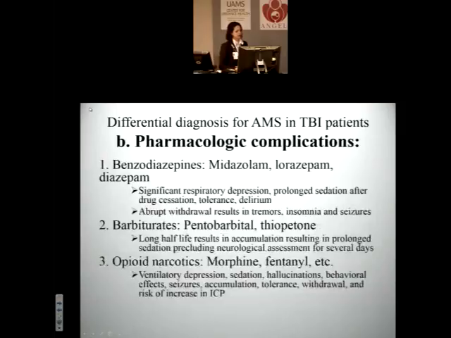I'll move on from intracranial complications to one of the more common causes of altered mental status in this population. I'll start with benzodiazepines, very, very commonly used in our TBI population, especially acutely in the ICU and chronically for anxiety, post-traumatic stress, and many other conditions.